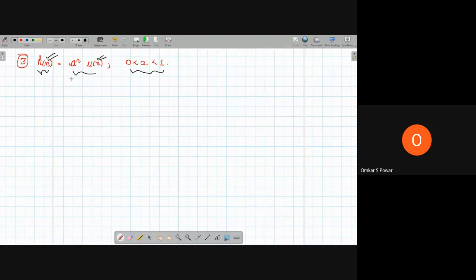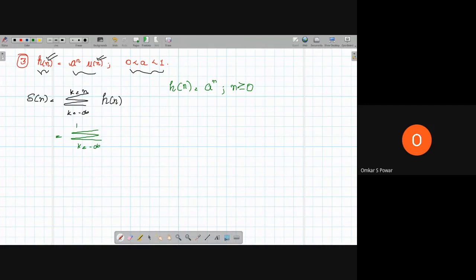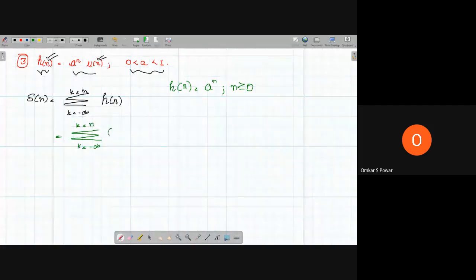Okay. So first we will write the formula. S of n is equal to summation k varies from minus infinity to k is equal to n of h of n. What is your h of n? We have to write the mathematical expression, right? I forgot it. h of n is equal to a power of n for n greater than or equal to 0. Okay. Now let us substitute this one. Summation k varies from minus infinity to n. What is your h of n? It is nothing but a power n.